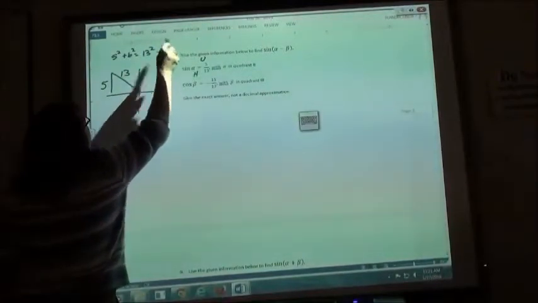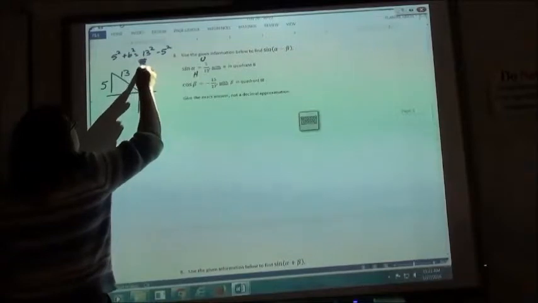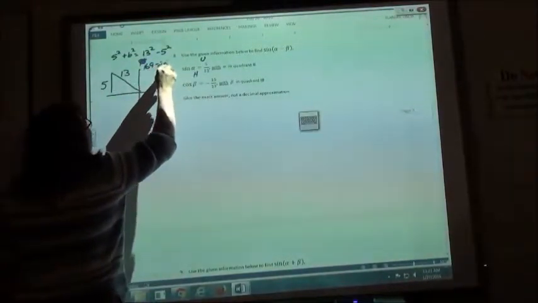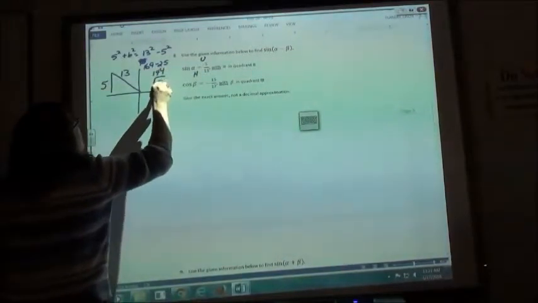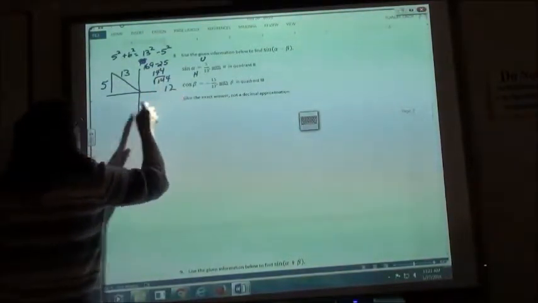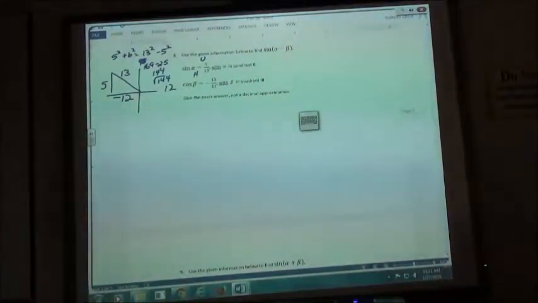So I'd have to subtract my 5 squared. 169 minus 25 would be 144. Square root of 144 is 12, but it's going backwards, so that's got to be a negative 12 there.